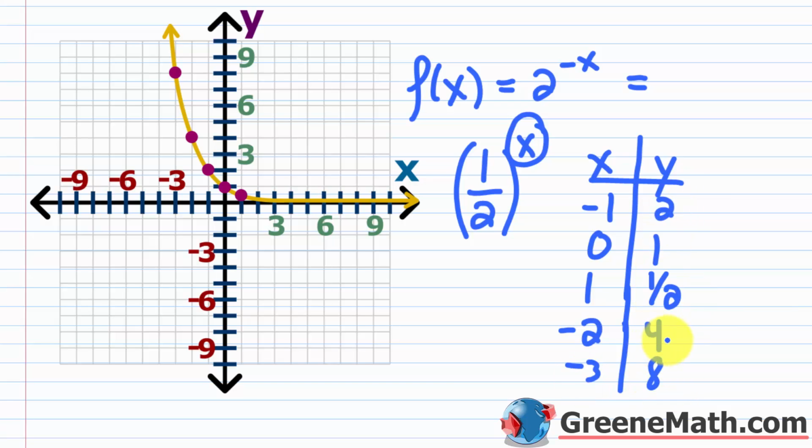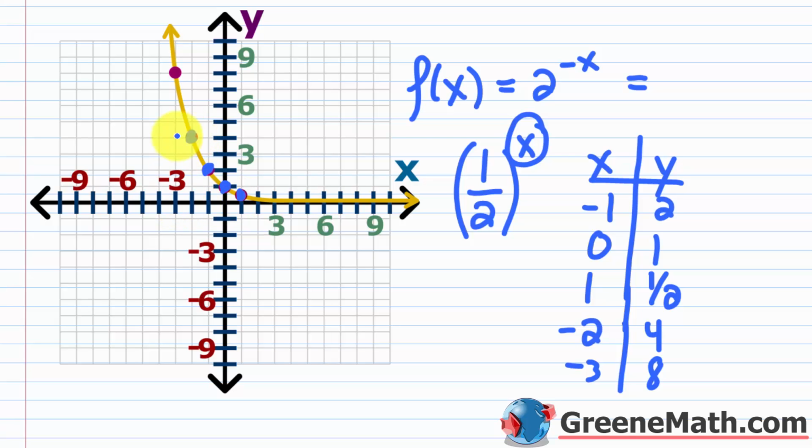So we saw this by reflecting it, but we see it by plugging in the points here. It's the same thing. So if you want to plot these, let's start with the 0 for x and 1 for y. And then we have that an x value of 1 would give me a y value of 1/2. And let's go to the left now. So we would have an x value of -1, which would give us a y value of 2. And then an x value of -2 would give us a y value of 4.